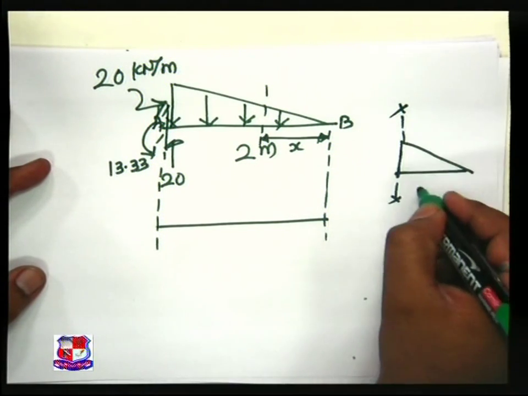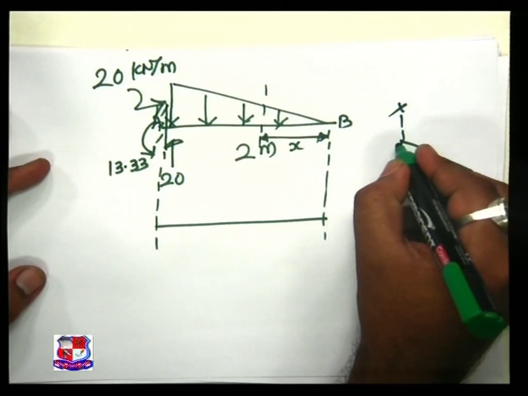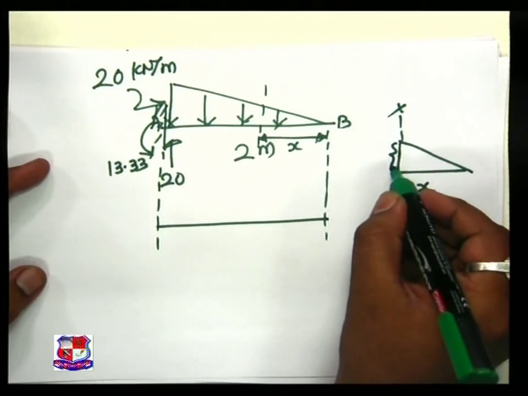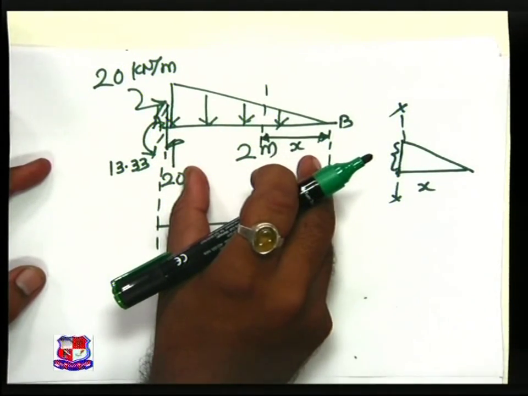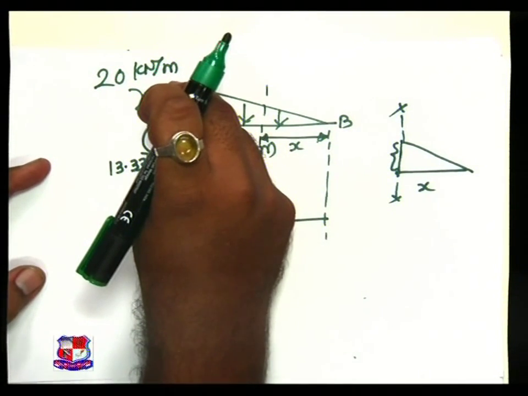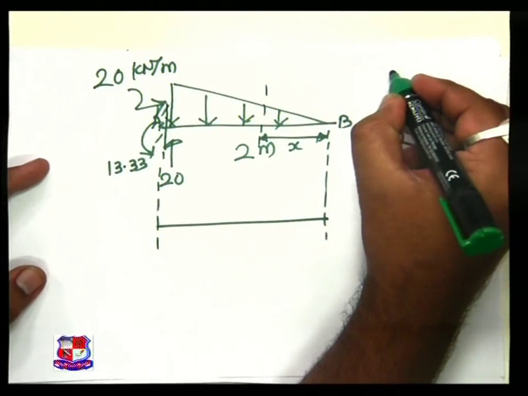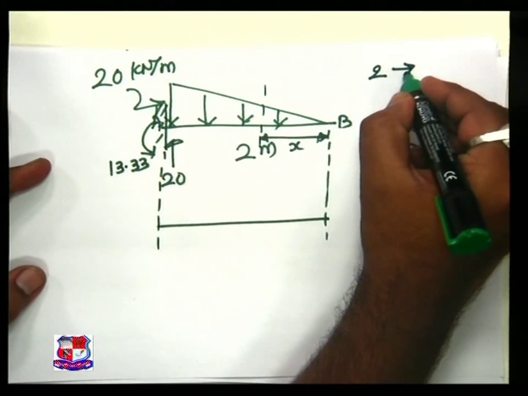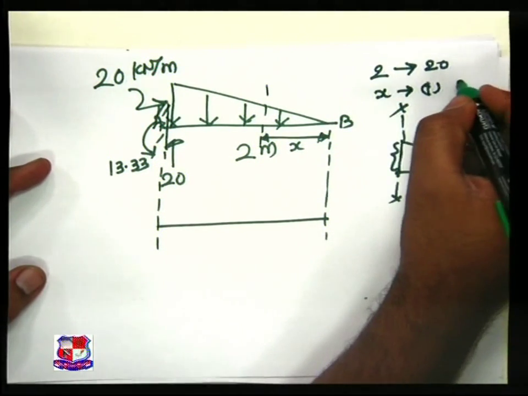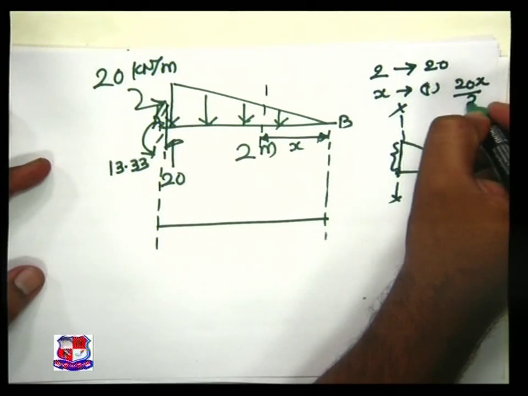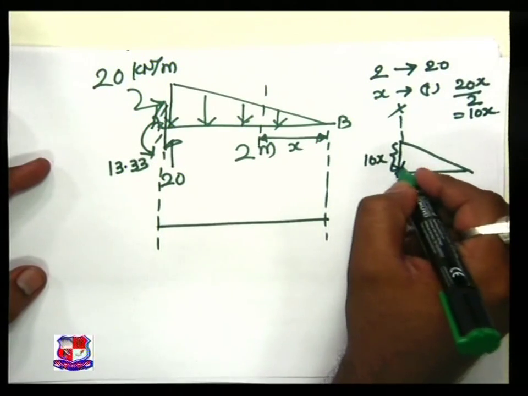Section XX, distance x is there. Now intention is to find out this ordinate. What is this ordinate? So for 2 meter length, if the vertical ordinate is 20, for x it is how much? So 20x by 2, and that is nothing but 10x. So this ordinate is of 10x.